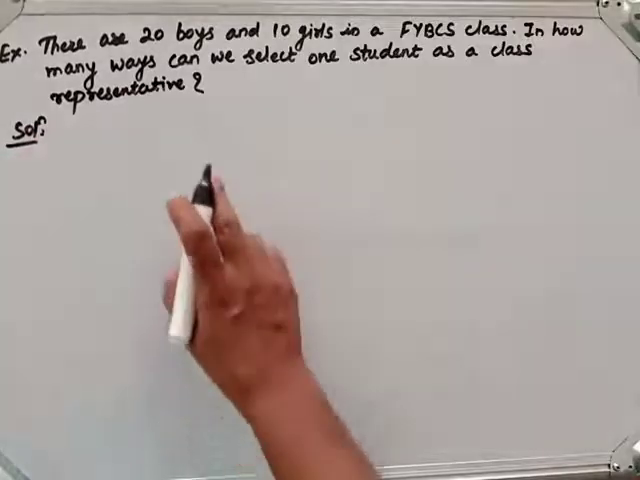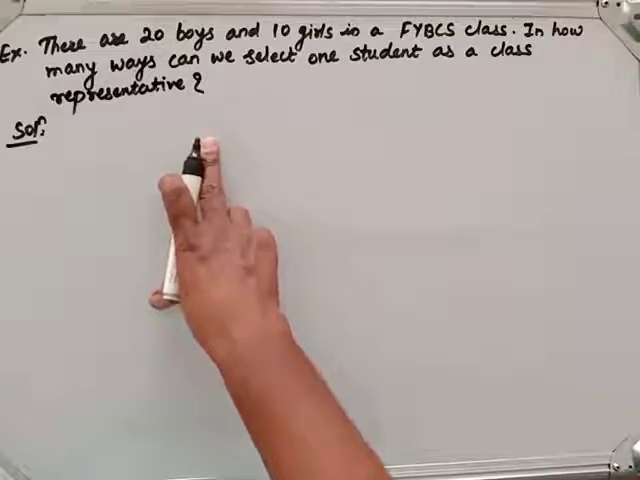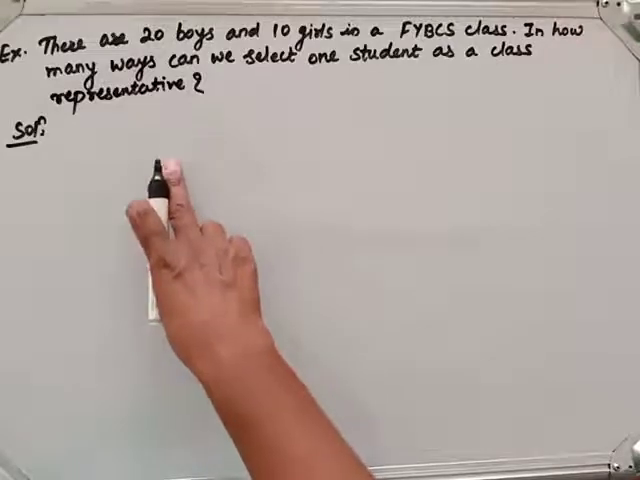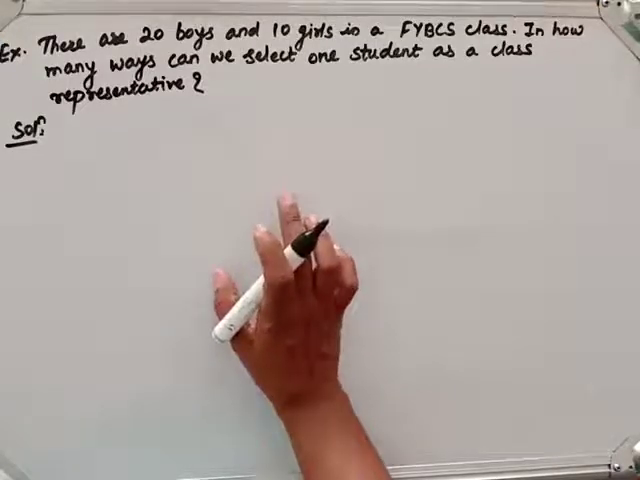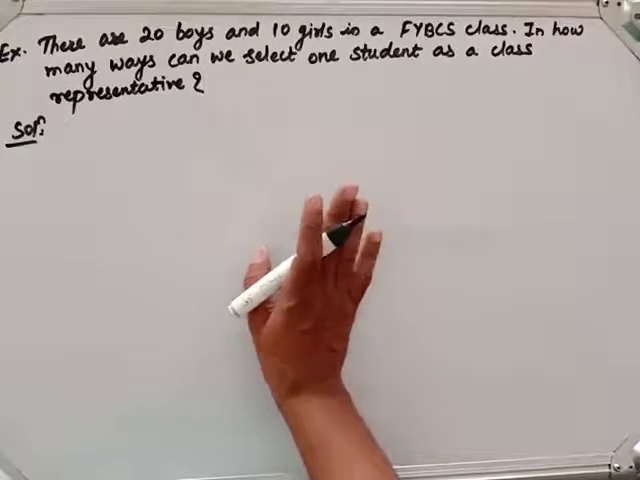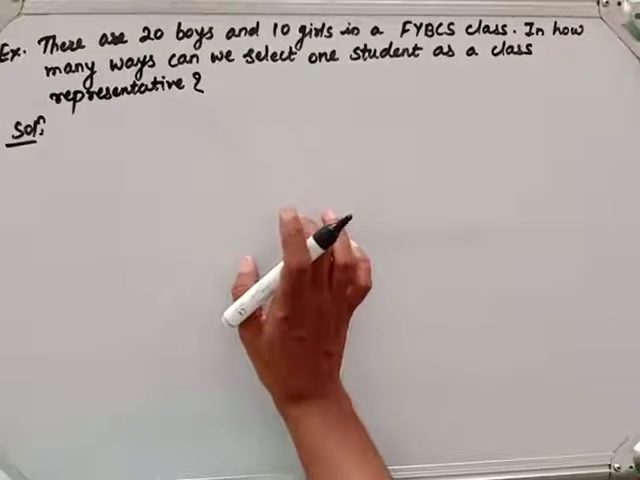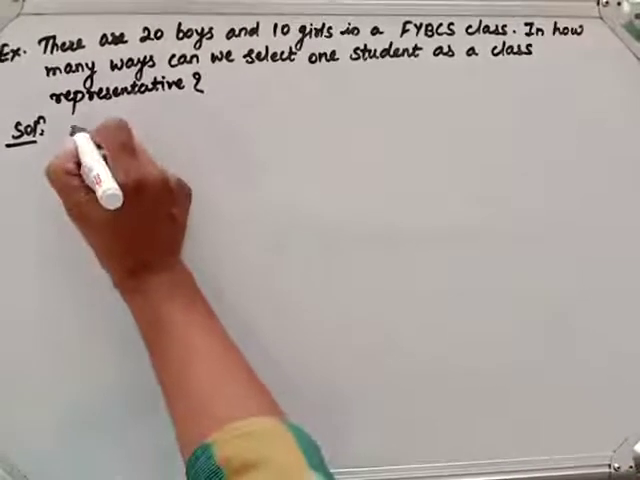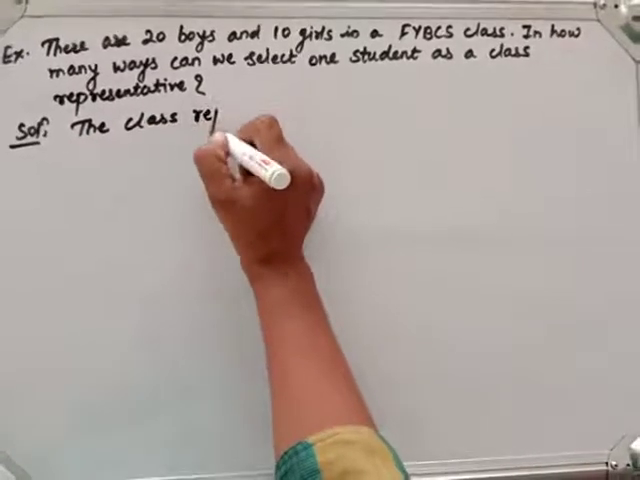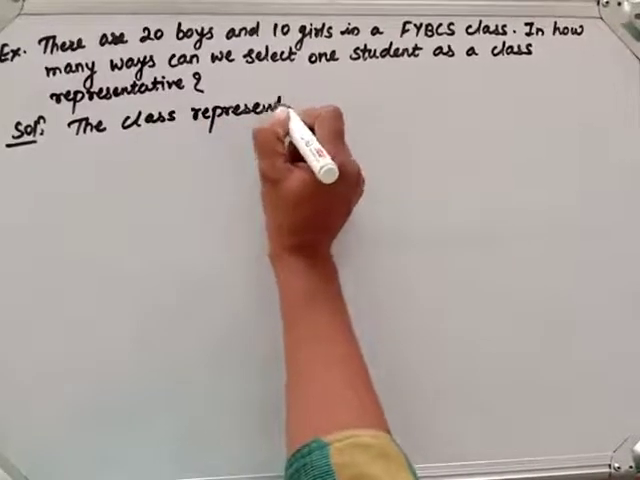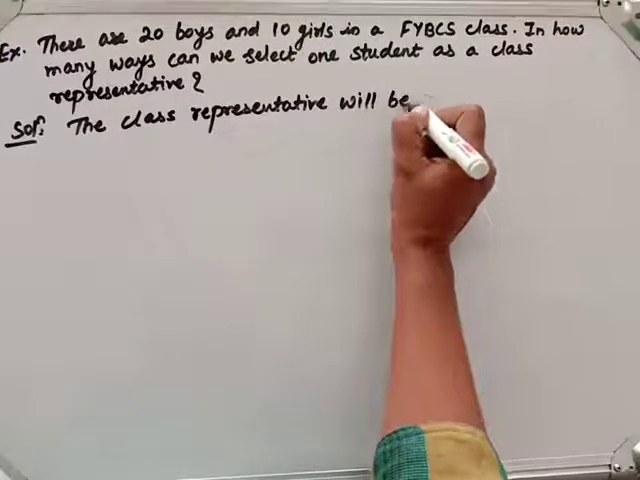Now here we know the class representative is only one student. So that one student may be a boy or a girl. So here the sense of 'or' comes. Either boy or girl. So which rule are we using here? Addition rule. Obviously 'or' is the sense here. So we are using the addition rule. So simply we will write the answer. The class representative will be either a boy.